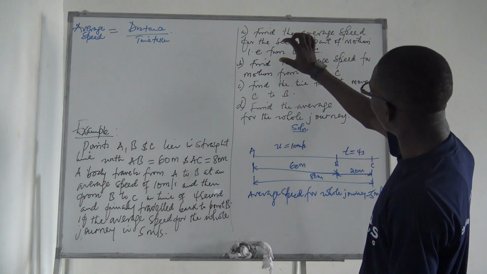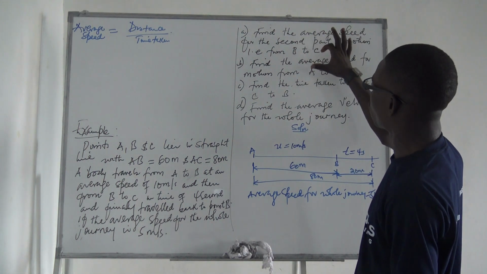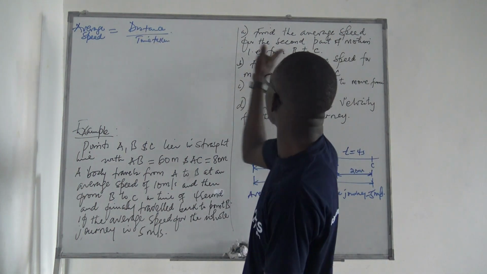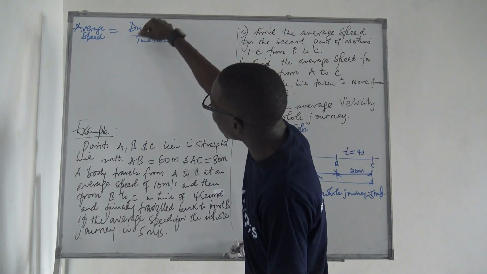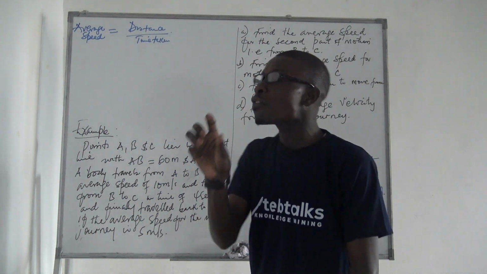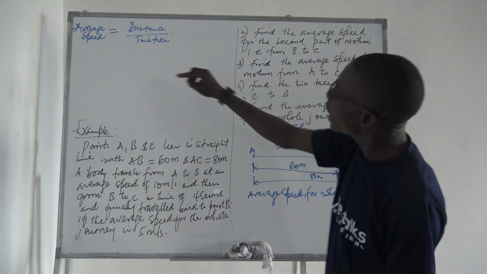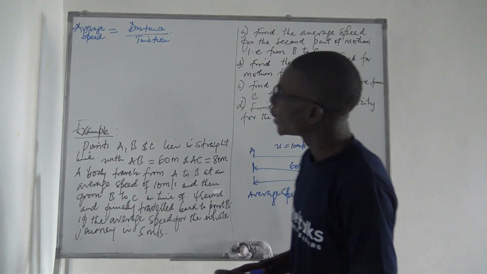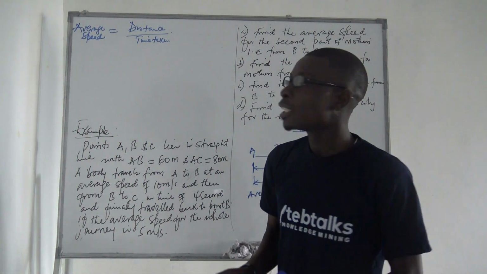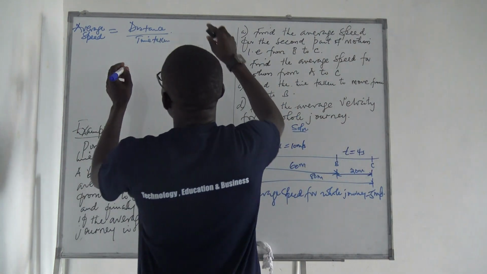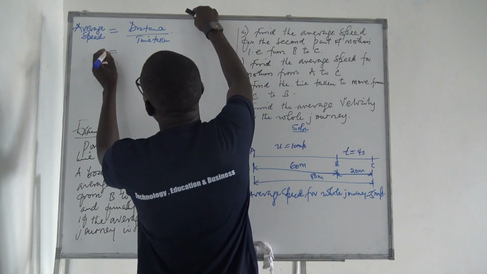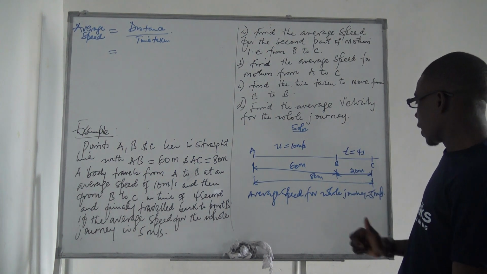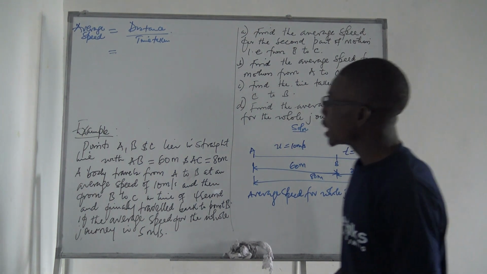Therefore, if I'm looking at the average speed of moving from B to C, I should be in a position of identifying the distance B to C. Is that okay? And also the time in B to C. If I identify the distance B to C and then the time from B to C, I will be in a position of calculating the average speed in that scenario. And that means the distance B to C is equivalent to 20 meters.